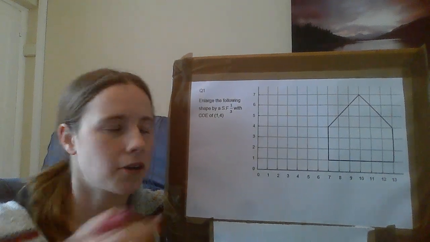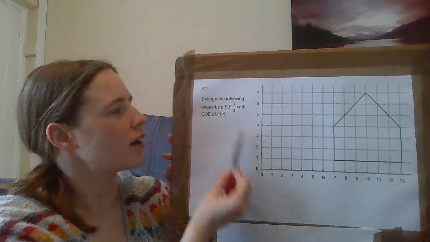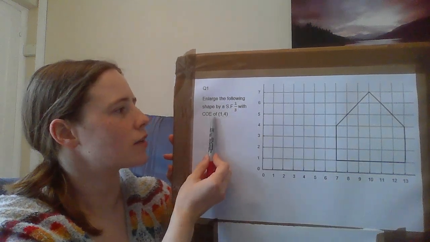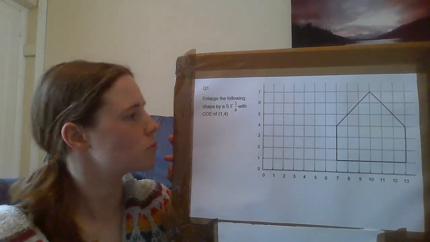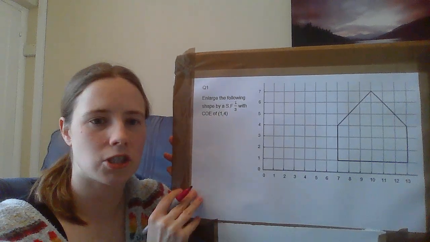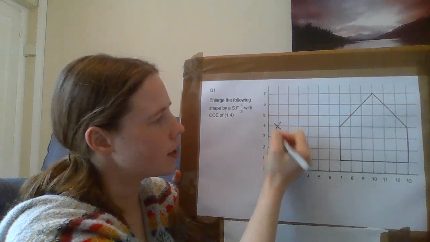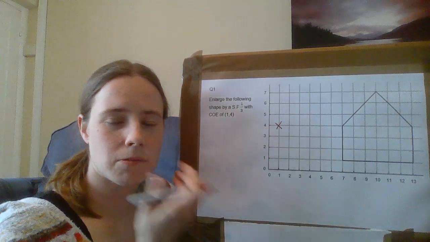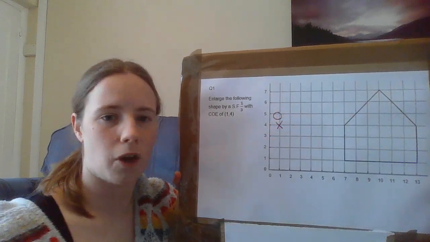So the first question I'm going to look at is this one here, and we've been asked to enlarge this shape with a scale factor of 1/3 and a centre of enlargement (1, 4). So the first step, as usual, is to put the centre of enlargement on. Be really careful doing this, don't rush it, because you'll be amazed how often people make little mistakes. So (1, 4) is there. That's my centre of enlargement. You can label it C or X. I'm going to label it O, but it really doesn't matter what you go for.